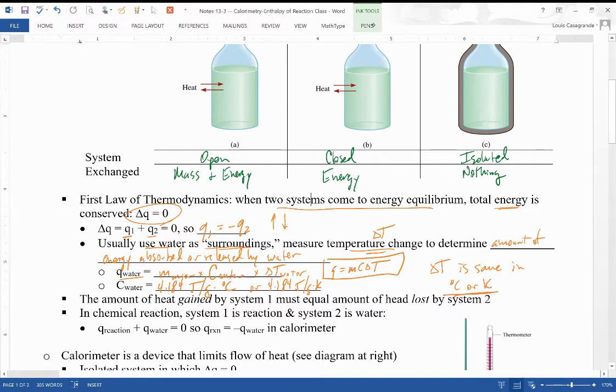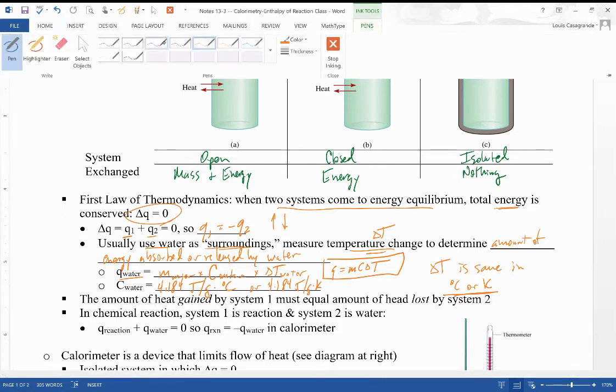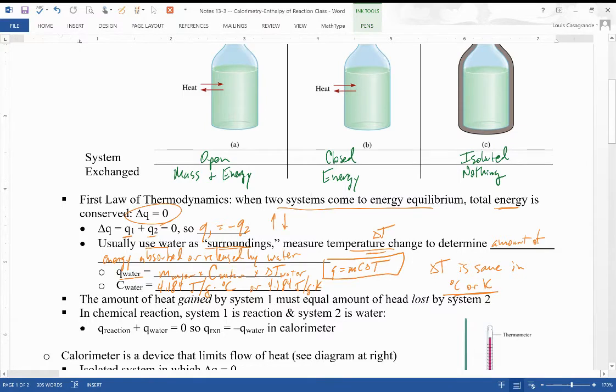So the whole idea in calorimetry is that we're going to be measuring the heat of the water, and that the heat gained by the one system must equal the amount of heat lost by the second system. And so in a chemical reaction, system 1 can be the reaction and system 2 can be the water. It doesn't matter which one you call 1 or 2.